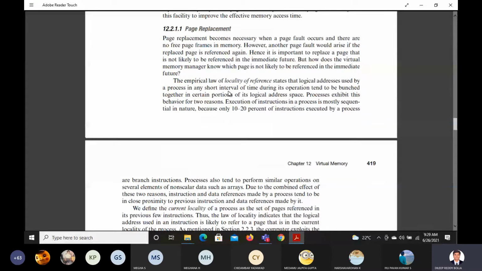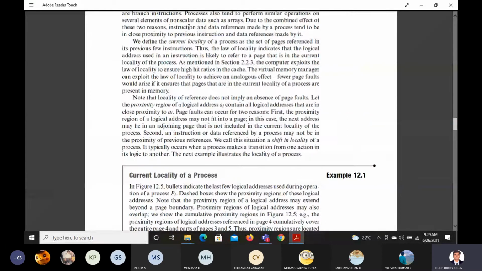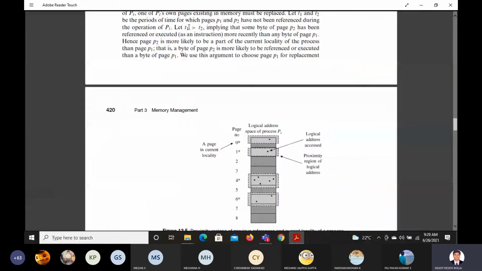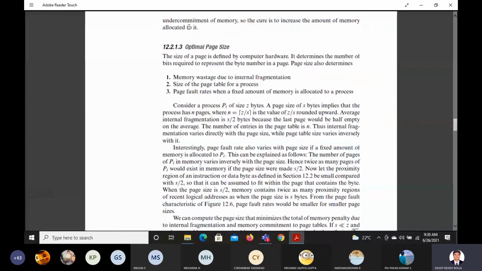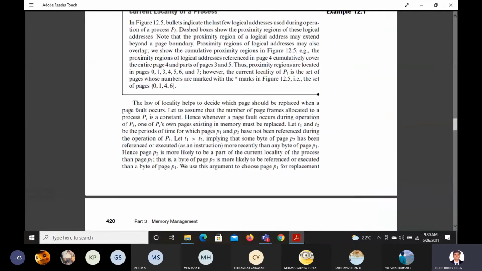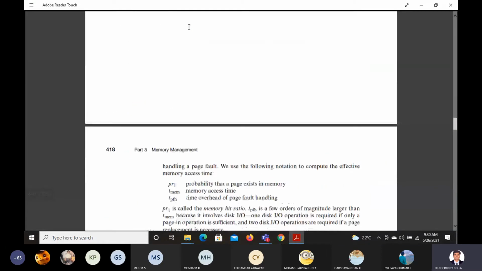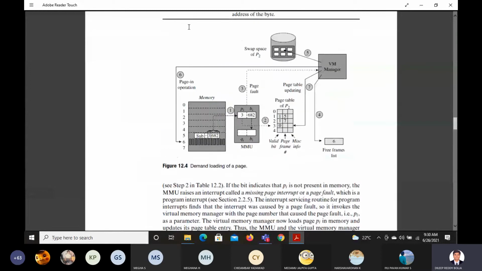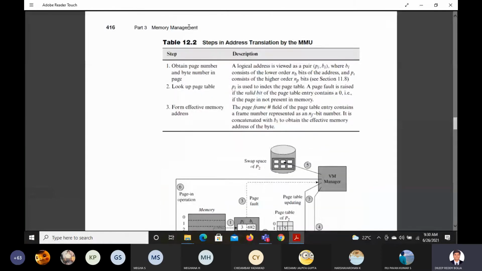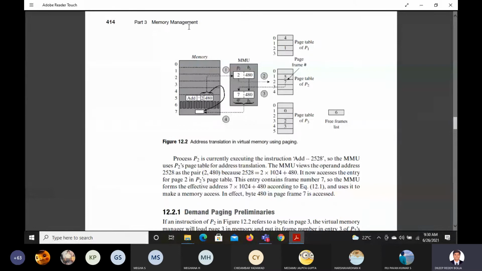Like this they'll ask. I told you, right, what is meant by page replacement? What is memory management, what is page replacement, what is memory allocation, all that. Briefly, the important things are these two. Which two? Let us see. Demand loading of page, and next is address translation in virtual memory.